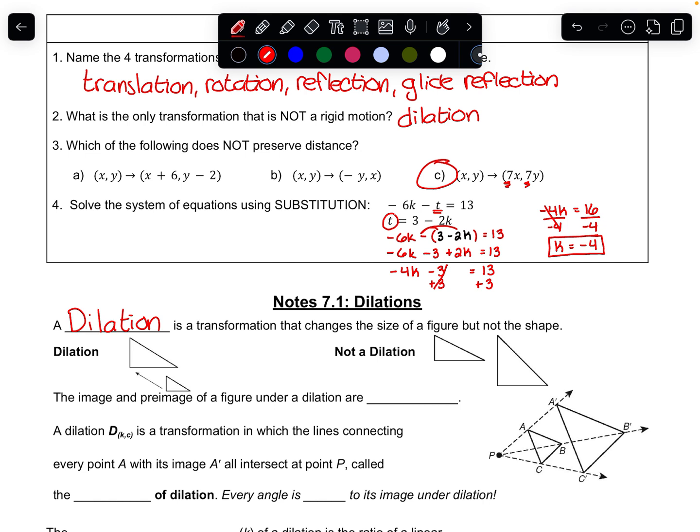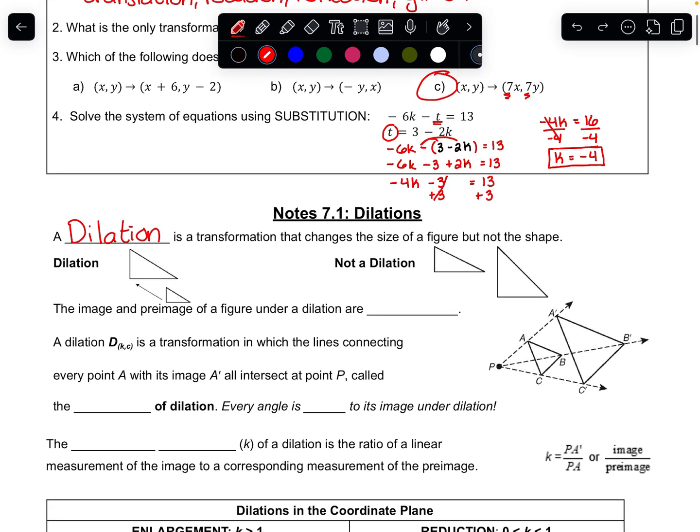So this second example over here, that is not a dilation because the shape has actually changed now. The image and the pre-image of a figure under a dilation are, I guess similar is what we're going for. Oh yeah, it would have to be similar. Chapter 7 is actually on similarity, so that would make sense.